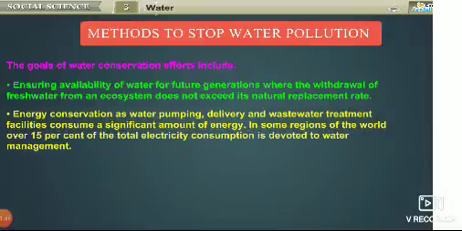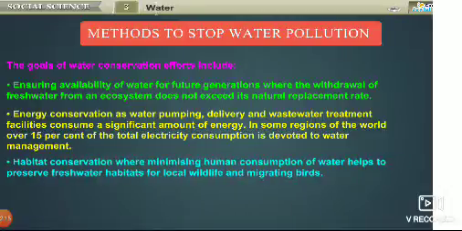Energy conservation, as water pumping, delivery, and wastewater treatment facilities consume a significant amount of energy. In some regions of the world, over 15% of the total electricity consumption is devoted to water management. Habitat conservation, where minimizing human consumption of water helps to preserve freshwater habitats for local wildlife and migrating birds.